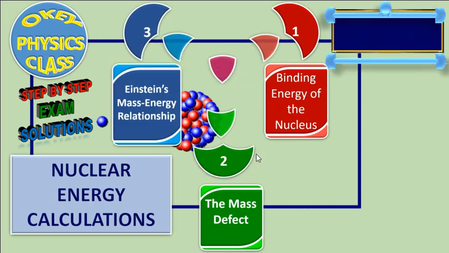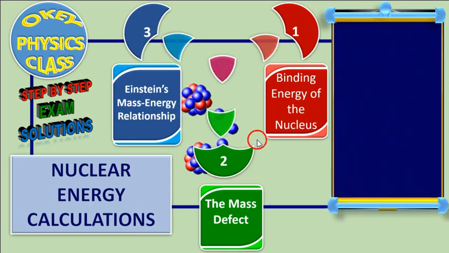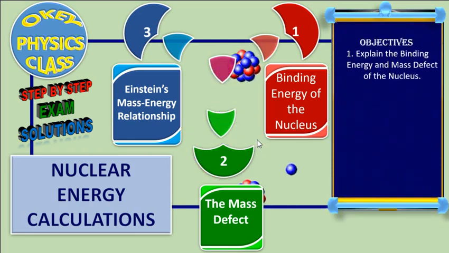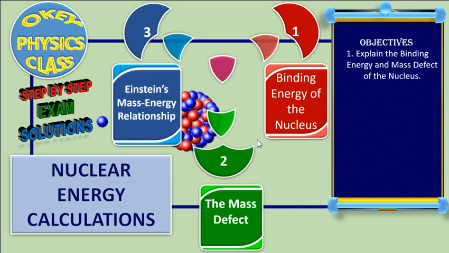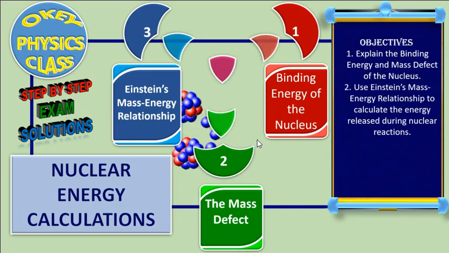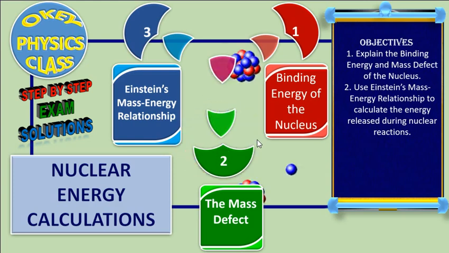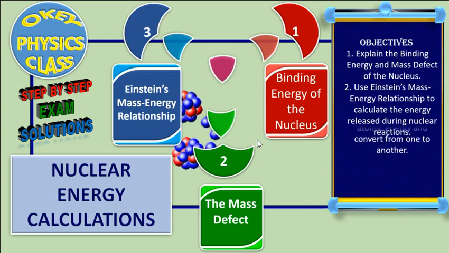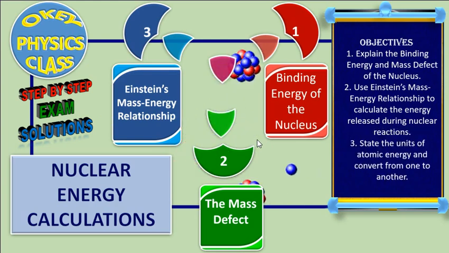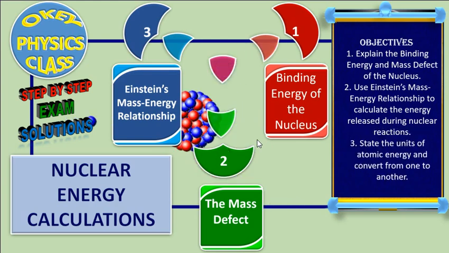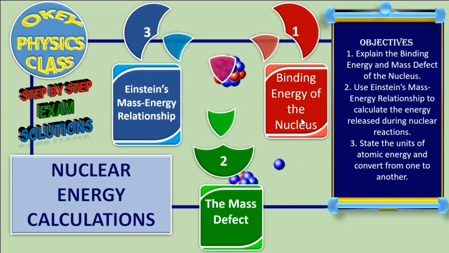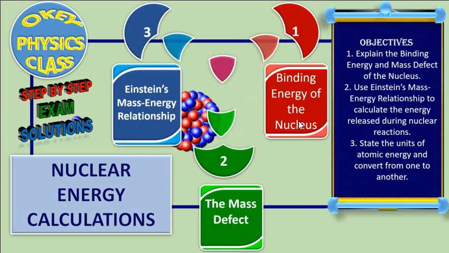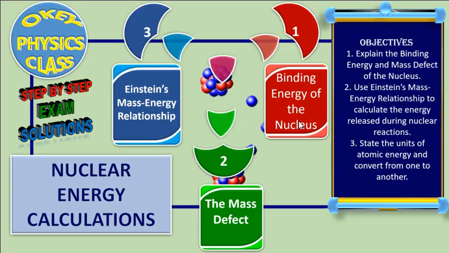The objectives of this presentation are: number 1, explain the binding energy and the mass defect of the nucleus. Number 2, use Einstein's mass-energy relationship to calculate the energy released during a nuclear fission reaction. Number 3, state the units of atomic energy and convert from one to another. And other things we're also going to study as we continue in the discussion.